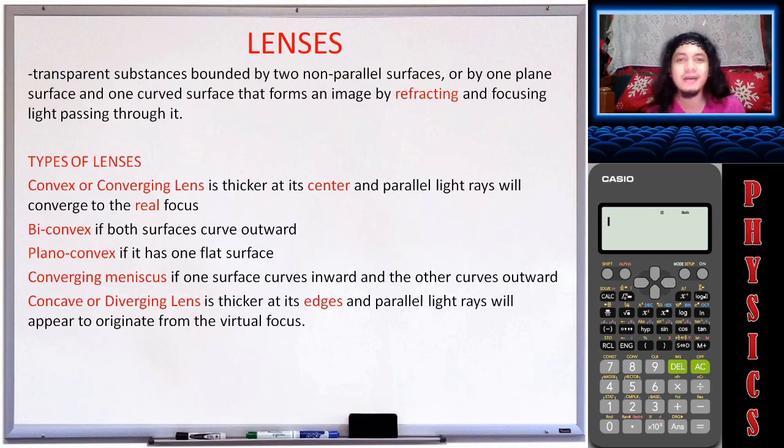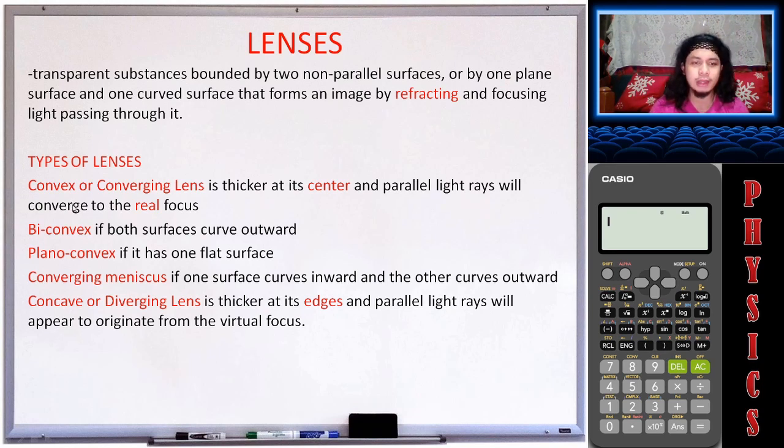Balik tayo. So, the topic is all about lenses. Ano po bang meron kay lenses? Lenses are transparent substances bounded by two non-parallel surfaces or by one plane surface and one curved surface that forms an image by refracting and focusing light passing through it. Okay? So, ito po yung gamit ng ating lenses: refracting and focusing light passing through it. Ano po ba yung iba't ibang types ng lenses na meron tayo?